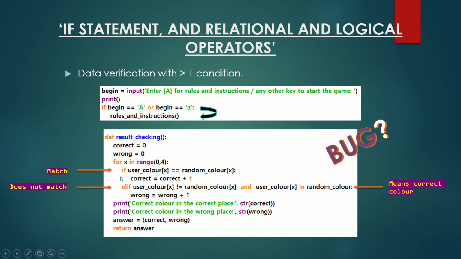If user color with position X matches random color with position X, the first condition is true. Correct variable will be added by 1. Else, if the color does not match the position and exists in the random color list, wrong variable will be added by 1. This checking method is straightforward and seems to run well. Unfortunately, I found that there is a bug.